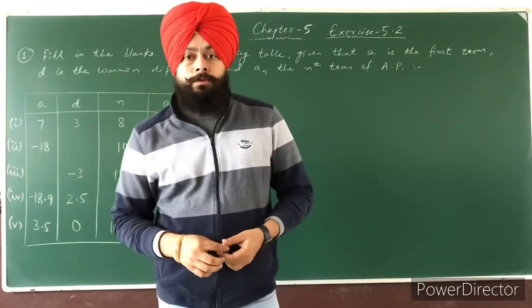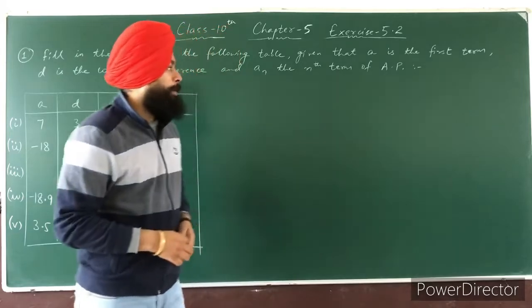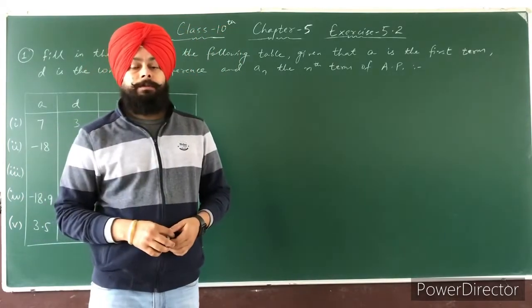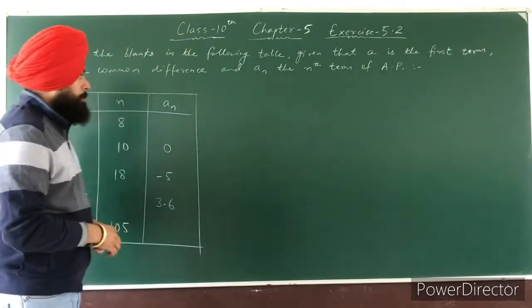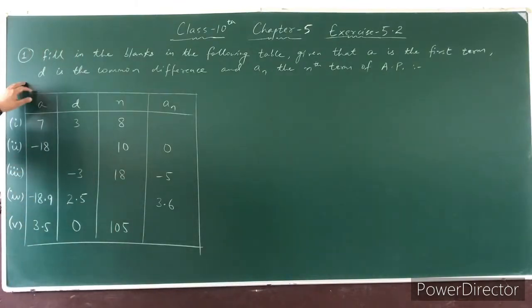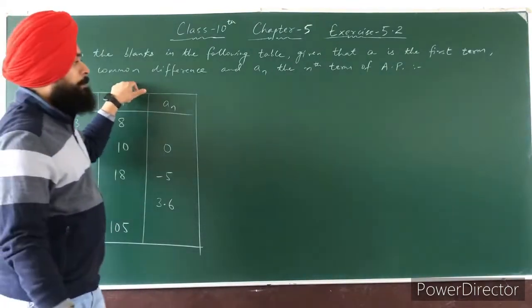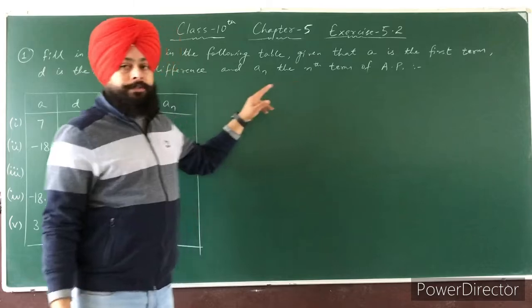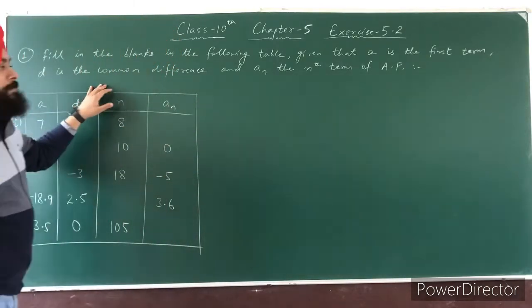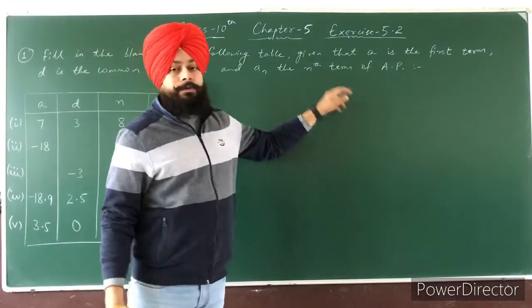So today we do our next exercise number 5.2 of your chapter 5, arithmetic progressions. So let us see the first question. Fill in the blanks in the following table given that a is the first term, d is the common difference and a_n the nth term of AP.